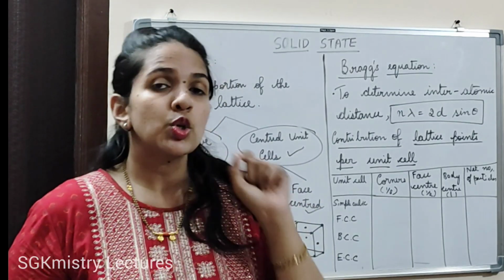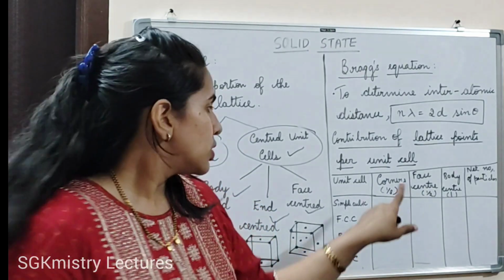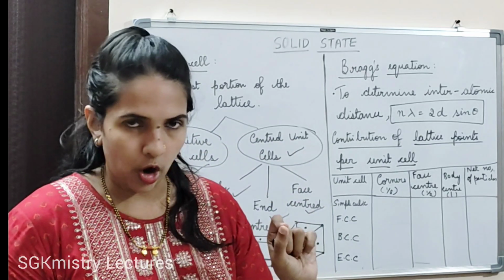So what is the contribution of this particle to this unit cell? That is 1 by 8. So 1 by 8 is the contribution of one atom which is present in the corner.